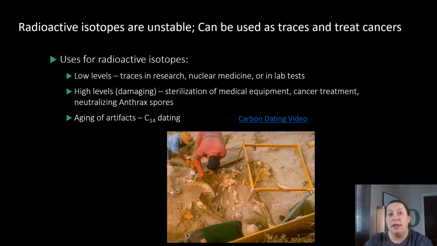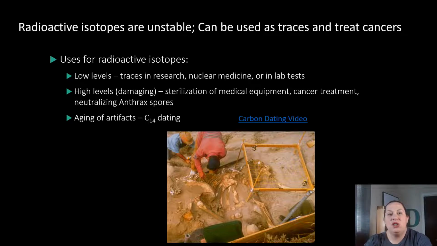Also, cancer treatments. We use radioactive isotopes when they do radiation to treat those cancer cells. We're trying to kill the cancer cells. And also, they can use radioactive isotopes to neutralize anthrax spores. Anthrax is a very deadly type of bacteria that can live in spores, which means a lot of stuff can't kill it. It was mailed to high-level officials at the Pentagon at one time. It was deadly, and they wanted a way to irradiate it, so get rid of it.